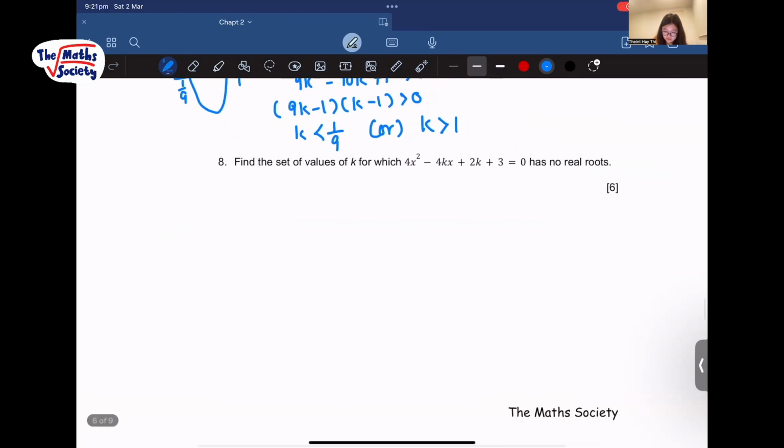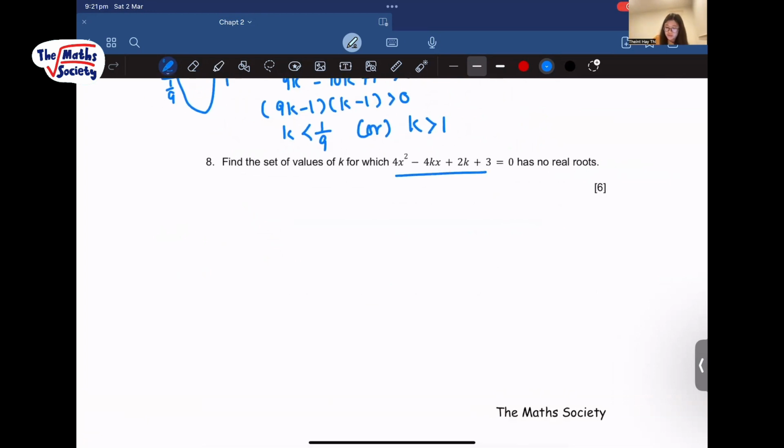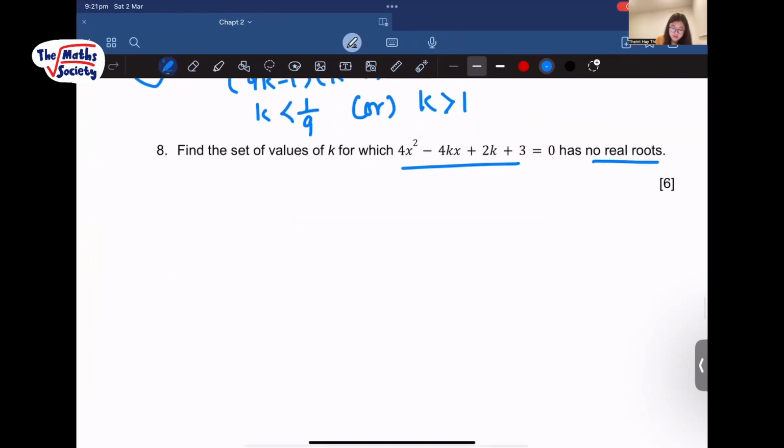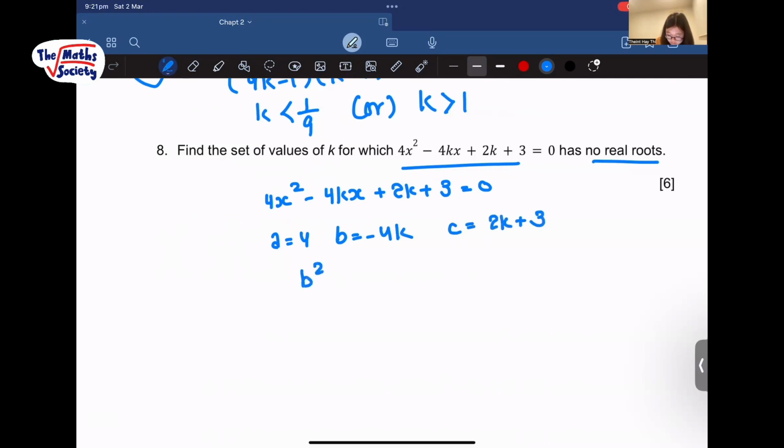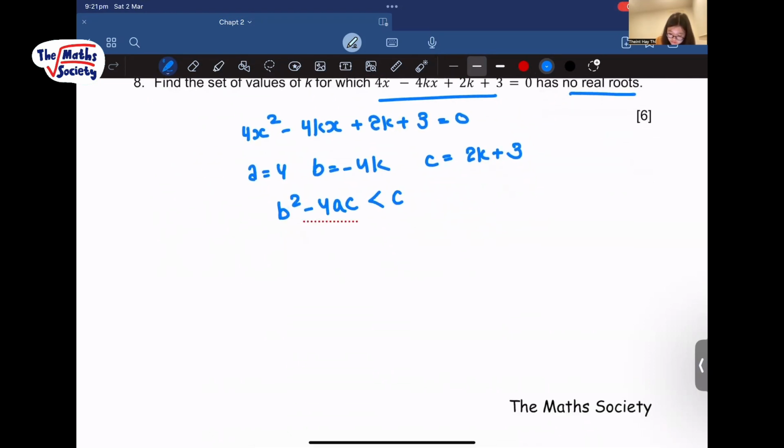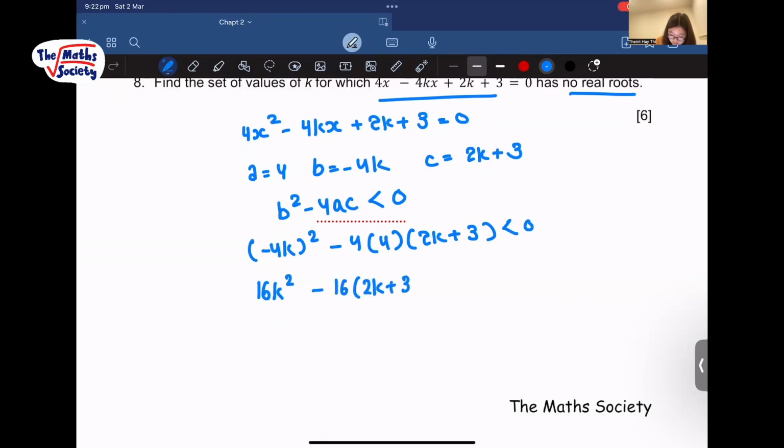And then you have to find the set of values of k for which 4x squared minus 4kx plus 2k plus 3 equals 0 has no real roots. So no real roots means the formula b squared minus 4ac is less than 0. Yep. So we know 4x squared minus 4kx plus 2k plus 3 is the equation. So a equals 4, b equals minus 4k, and then c equals 2k plus 3. b squared minus 4ac is less than 0, going to be minus 4k squared minus 4, times 4, times 2k plus 3, less than 0. Yep, so it'll be 16k squared minus 16 times 2k plus 3, less than 0.